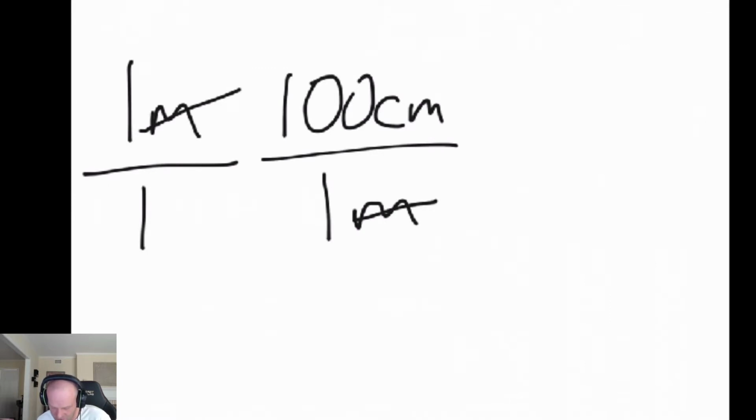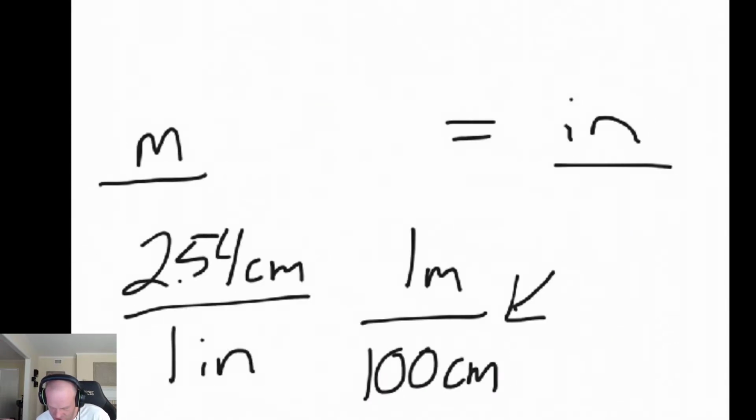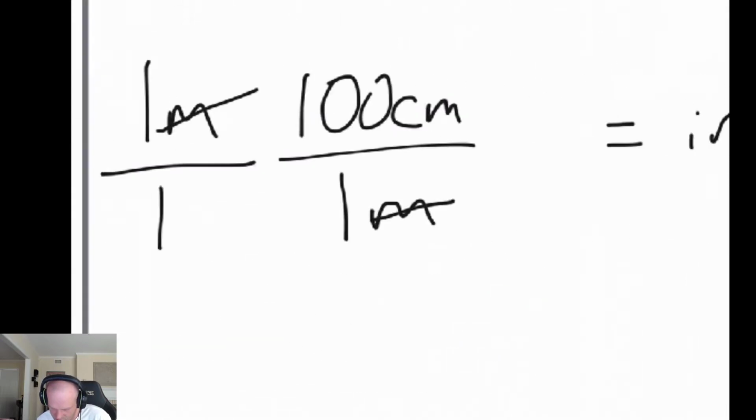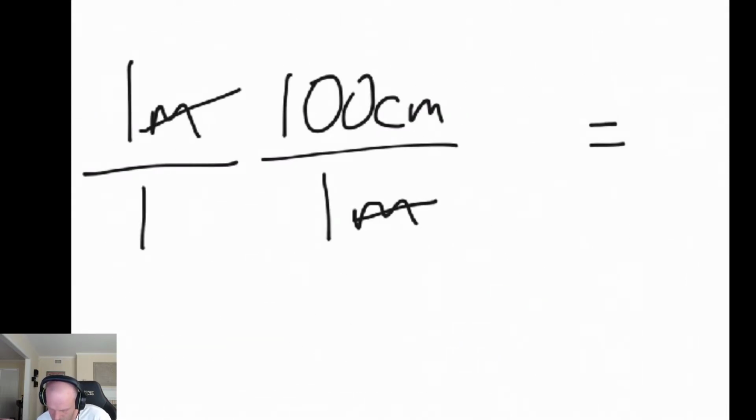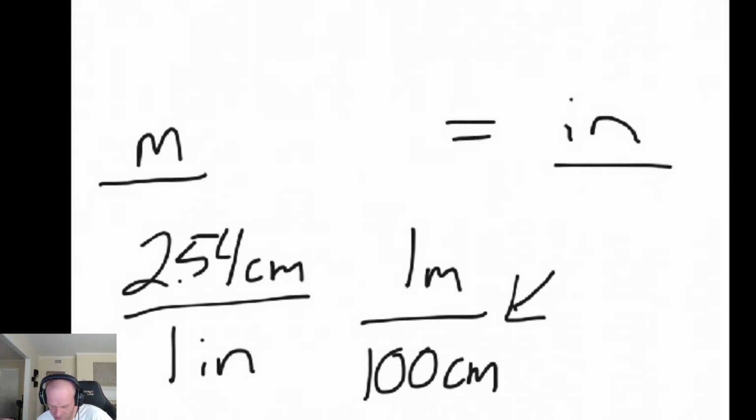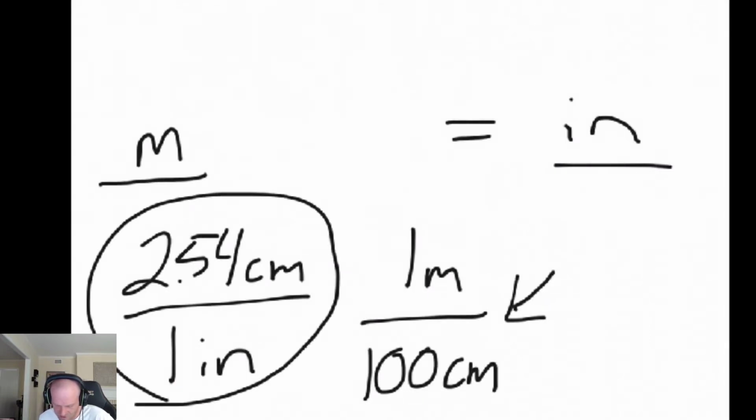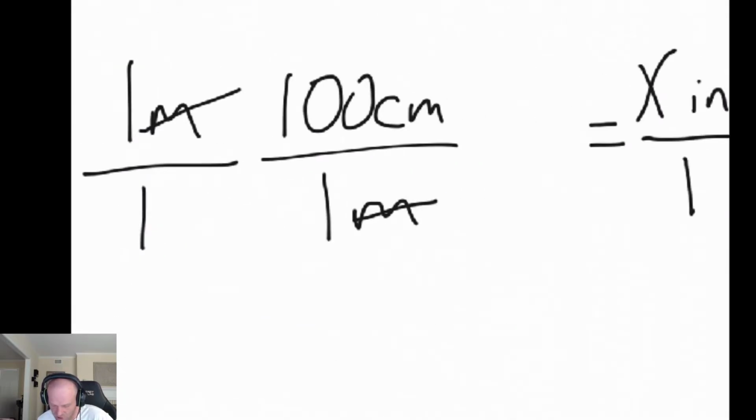Now I need to end up with inch on top. Just so, let me illustrate that a little better here. x inches over 1. Remember, I can put anything over 1. Notice that I have the inches on top on the right. So I need to make sure the inches is on top on the left too. So I'm going to need to flip this 2.54 centimeters over 1 inch. 1 inch goes back on top, so it matches this side right here.